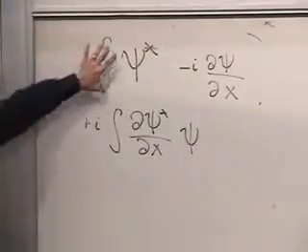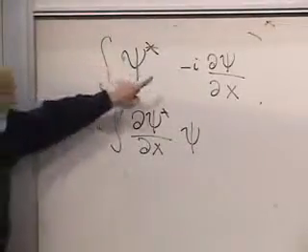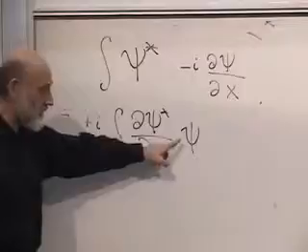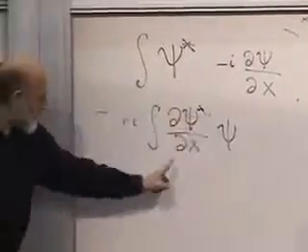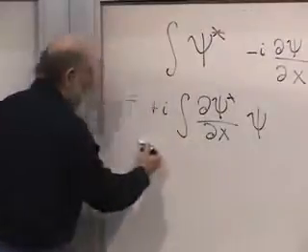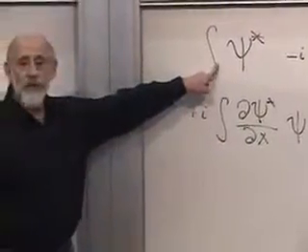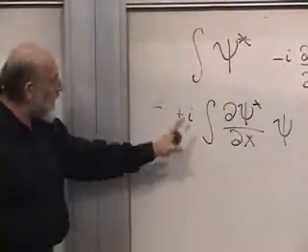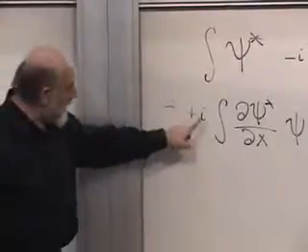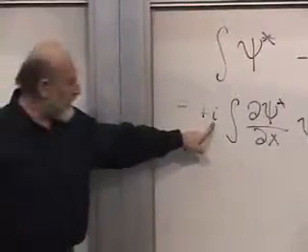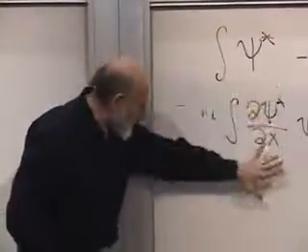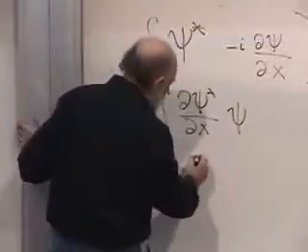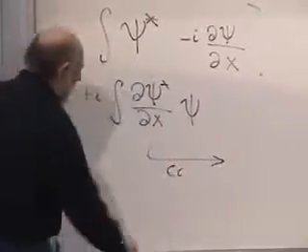All right, so this is equal to this. The integral of psi star times minus i d psi by dx is plus i times the integral of d psi star by dx times psi. Now, I assert that the right-hand side is simply the complex conjugate of the top. Let's check that. Let's take the complex conjugate of the right-hand side of the equation. I'm not going to write equals, just complex conjugate. Here it is, CC, complex conjugate.